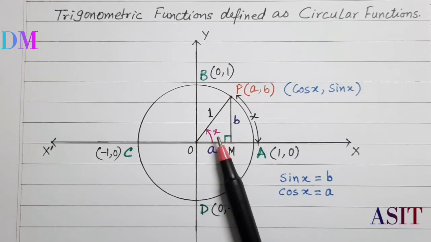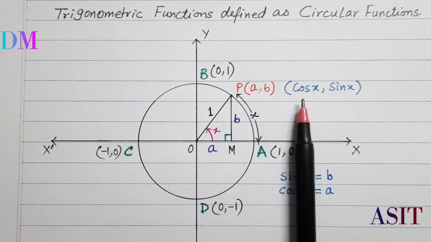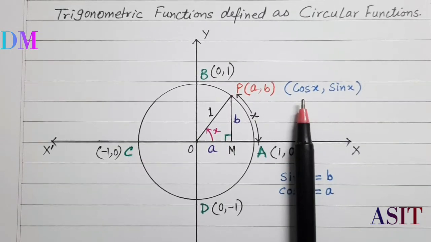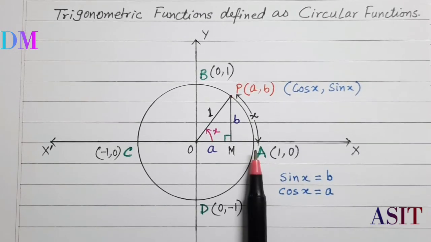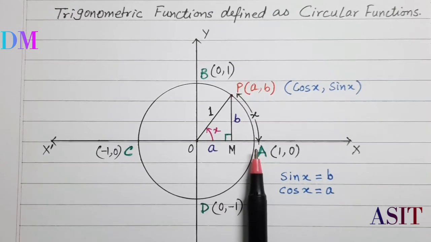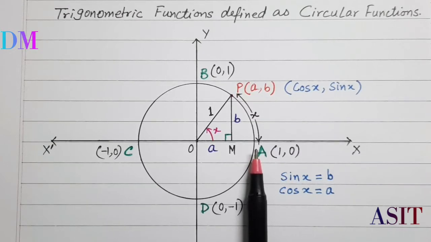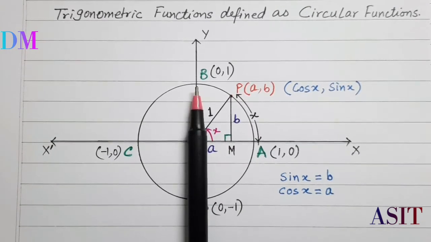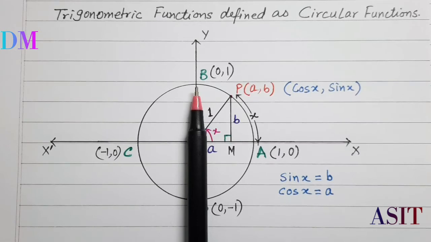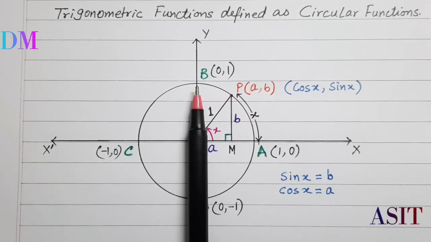Now for example, if x is pi by 3, that is 60 degree, then the coordinate of the point will be (cos 60 degree, sin 60 degree), that is (1/2, root 3 by 2). Now we can also see that the coordinate of A is (1, 0) and at A, x is 0 radian, so therefore cos 0 equals 1 and sin 0 equals 0. At B, x will be 90 degree, that is pi by 2. Therefore we can say that cos pi by 2 equals 0 and sin pi by 2 equals 1.